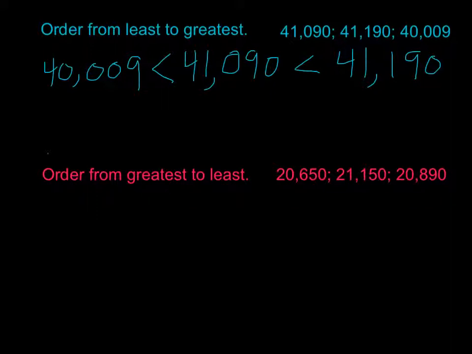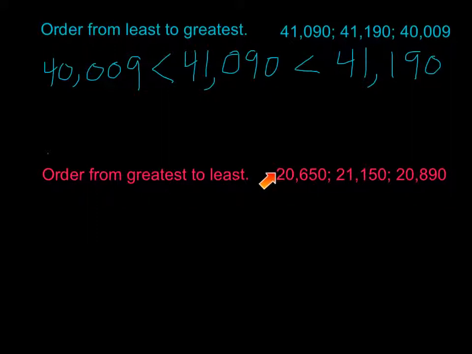Now down below here, we have order from greatest to least. So now we're going to look for the greatest numbers. And on this one, I'm not going to go ahead and write them one after another. I'm just going to look at the place values. So if I look right here, my first number here, we have 20,650. On my second one, I have 21,150. And on my last one, 20,890.